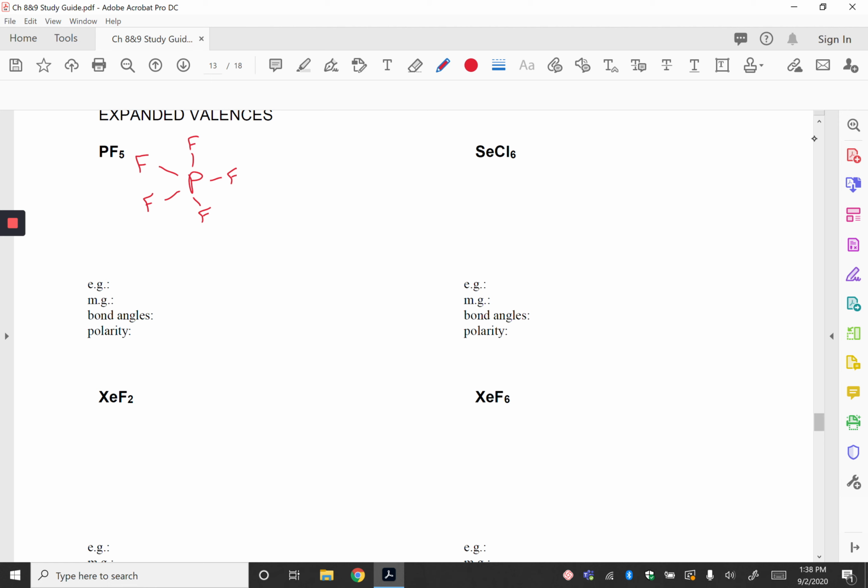So from each of these bonds, one of the electrons is coming from the phosphorus, the other is coming from the fluorine. Fluorine has 7 total, so 1 in the bond and then 6 in lone pairs. So I'm going to draw the rest of the lone pairs here. Okay, electron geometry. So this one has 5 areas of electrons, and so trigonal bipyramidal.